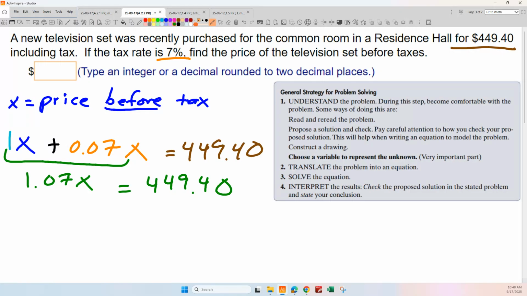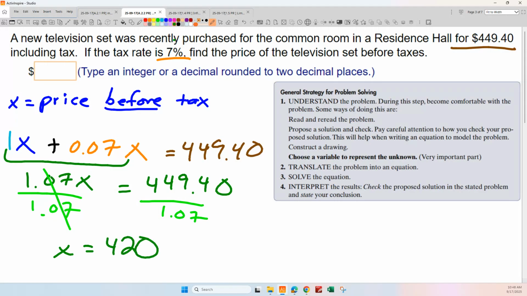Now it's easy. What do I do to solve for X? Divide. Divide each side by 1.07. And that ends up equaling 420. So that's our math solution.